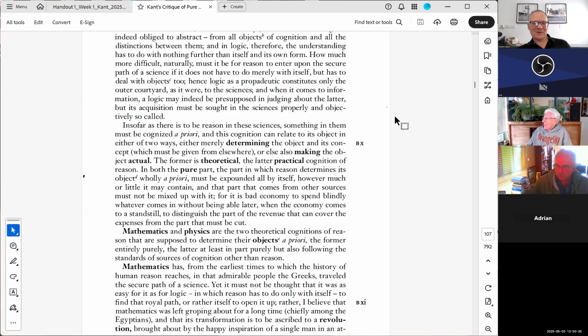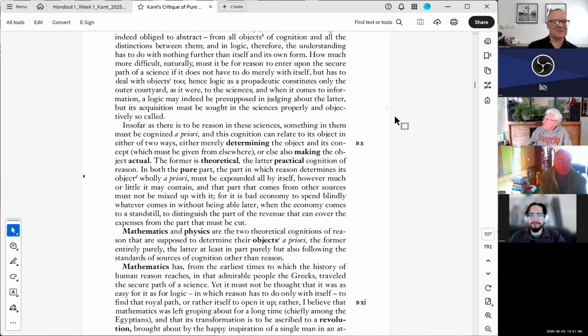Mathematics and physics are the two theoretical cognitions of reason that are supposed to determine their objects a priori. The former entirely purely. So mathematics determines its objects entirely purely of sense perception. Right? The latter, even if we need the sense perception of diagrams to help us understand it, the latter, physics, at least in part purely, but also following the standard sources of cognition other than reason. That is, physics is about the motion of bodies, and you have to sense the body to conduct your experiment. So we have two sciences.